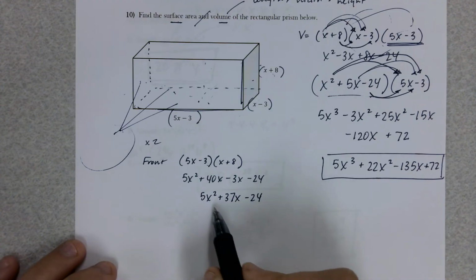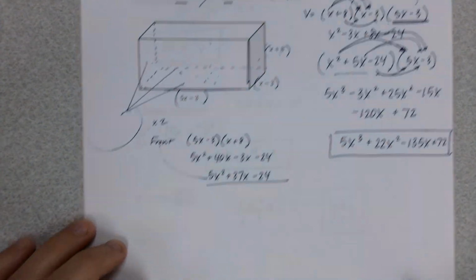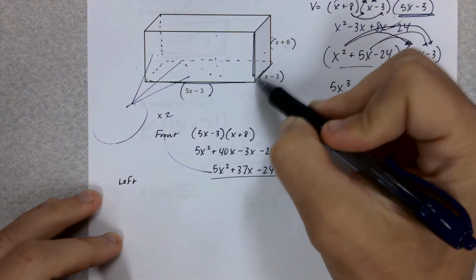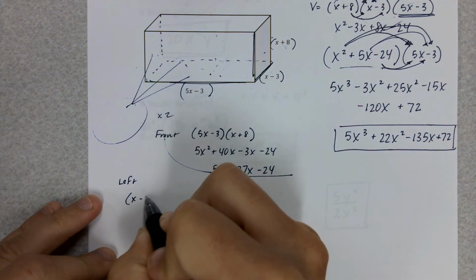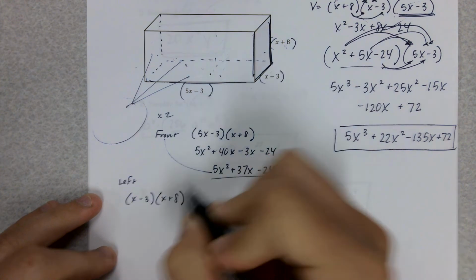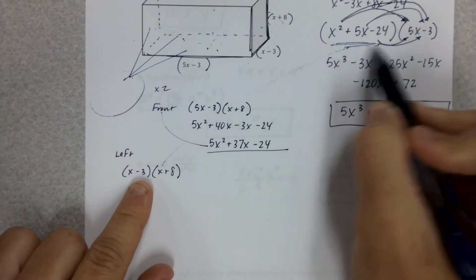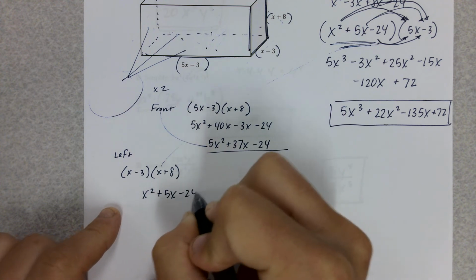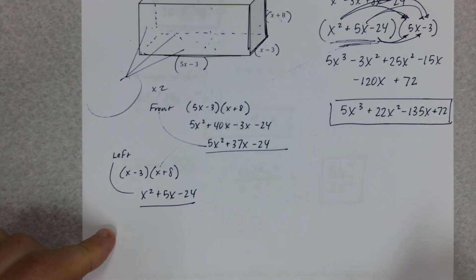Okay, that's just the front. Now I have to find the left side. Left side would be x minus 3 times the x plus 8. Good news, I'm going to cheat here a little bit. I did that already. That was x squared plus 5x minus 24. That is the left side.